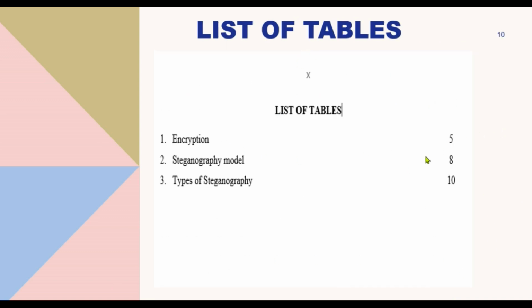Now, list of tables. If you have tables in your work, then you should have a separate page that bears list of tables. Then you'll be able to list table number 1. This is the title and the page number. It is serialized. You don't do, maybe if it appears in chapter 2, table 2.1 or table 2.0. No, it is serialized 1, 2, 3, 4. Look at how it appears.